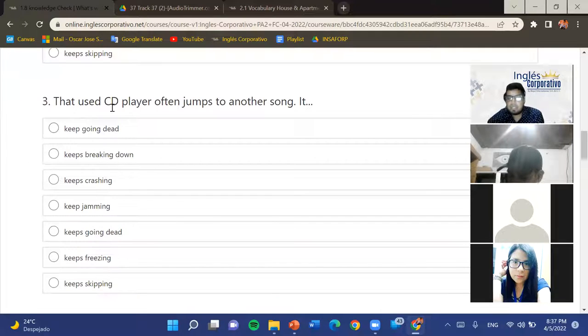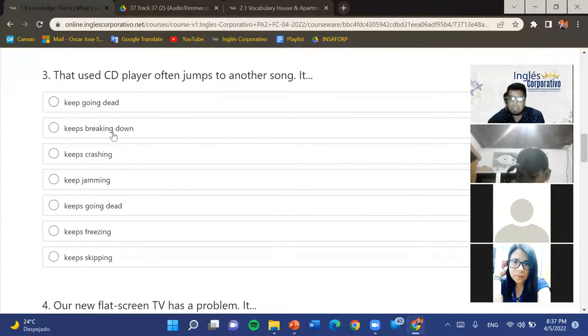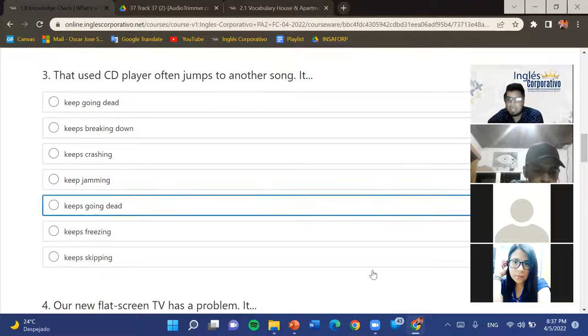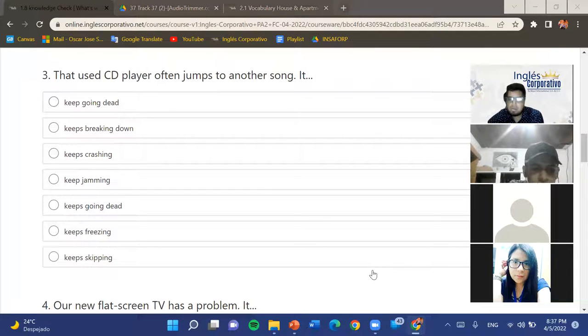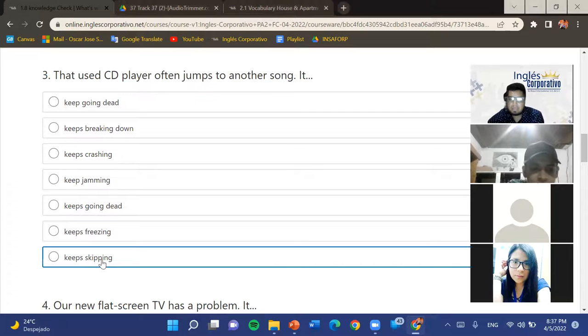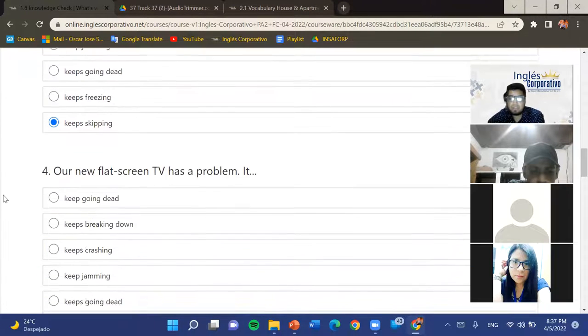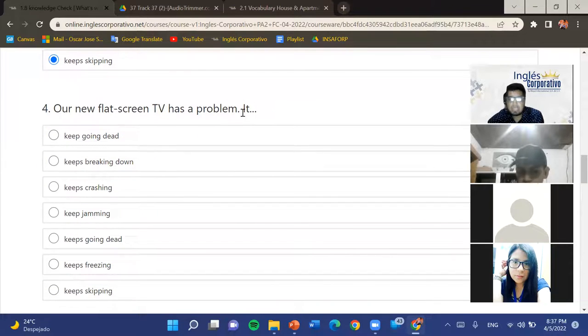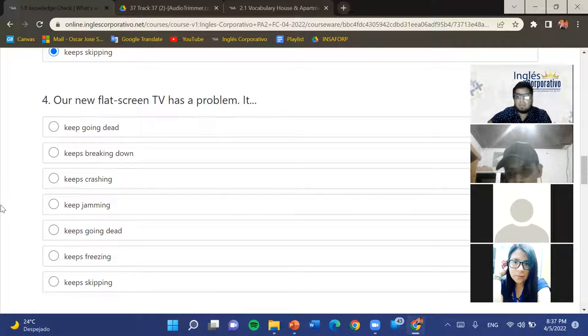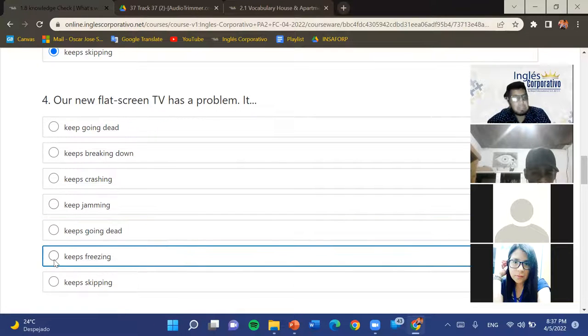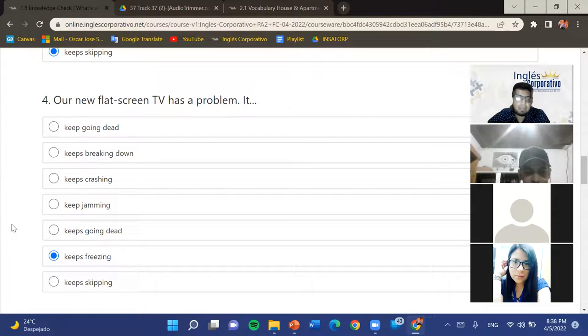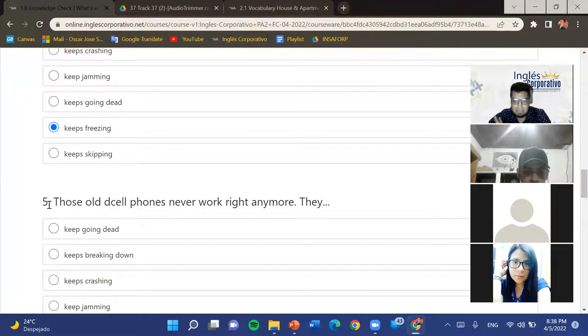Now, moving on. Dad's used CD player often jumps to another song. What would be the right answer in this case, Joel? It's skipping. Keeps skipping. Very nice. Thank you very much. Our new flat screen TV has a problem. What will be the one you will pick, Beatriz? What does the TV keep on doing? It keeps freezing. All right, it keeps freezing. Well, now for a TV, that will be a really weird problem, but we're gonna take it. So for now, we're gonna take that one.